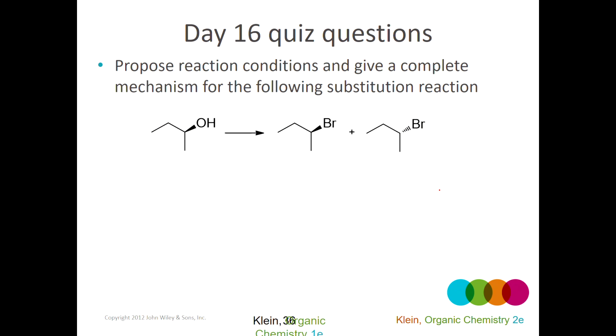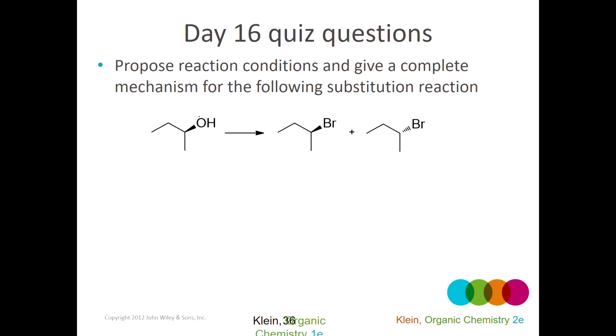Alright, so here's the synthesis. This was a quiz question for you to work through. The answers I looked at that you guys put up earlier were mostly great. What most of you realized was this is not a very good leaving group. Whether I'm doing an SN1 or an SN2, I need to make it a better leaving group.